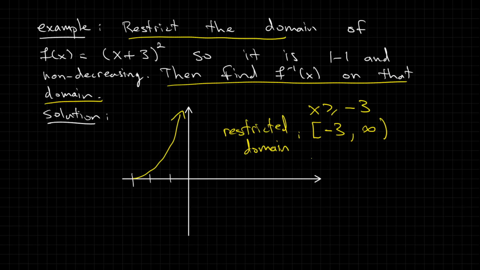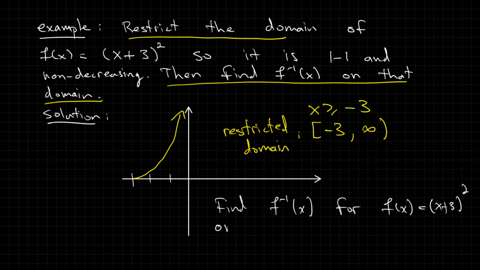Let's continue the problem from before where we had to restrict the domain to create a one-to-one function. As a brief reminder, right now what we're doing is we're figuring out what is f inverse of x on the domain that is restricted. That is, find f inverse of x for f of x equals (x plus 3) squared on the domain (minus 3, infinity).